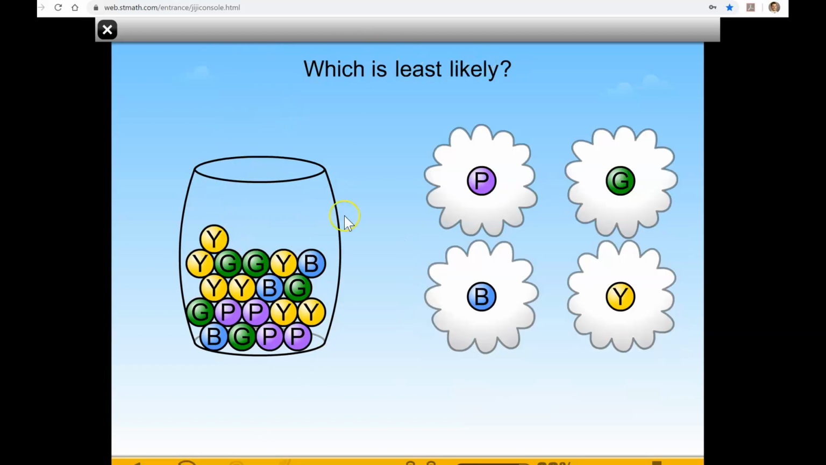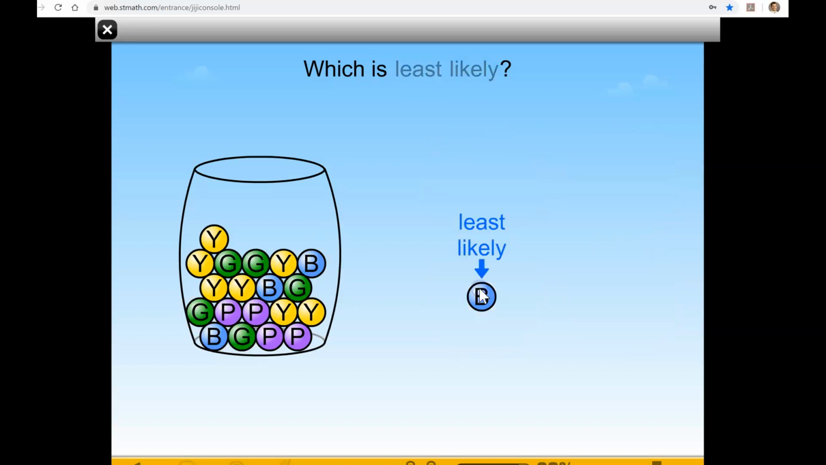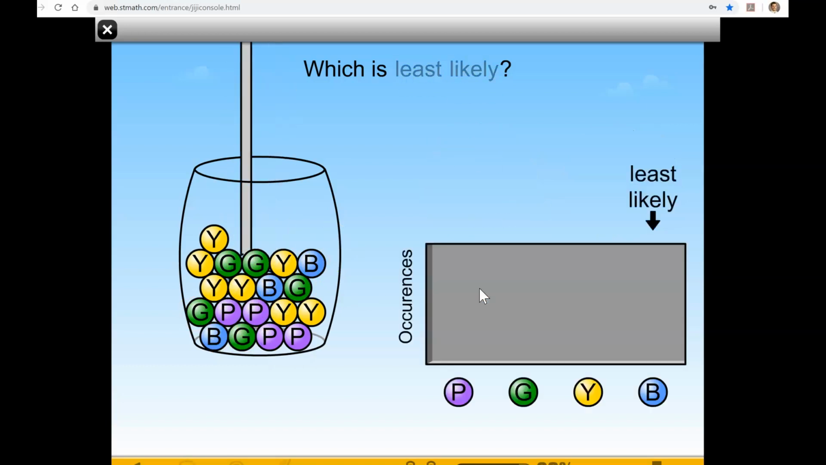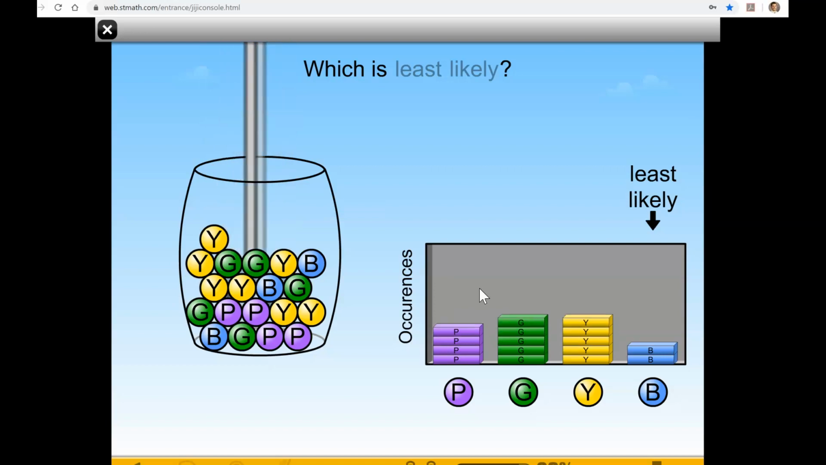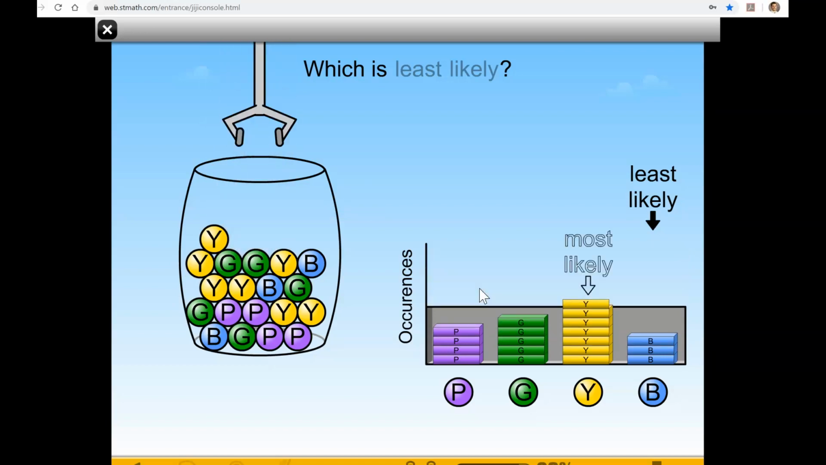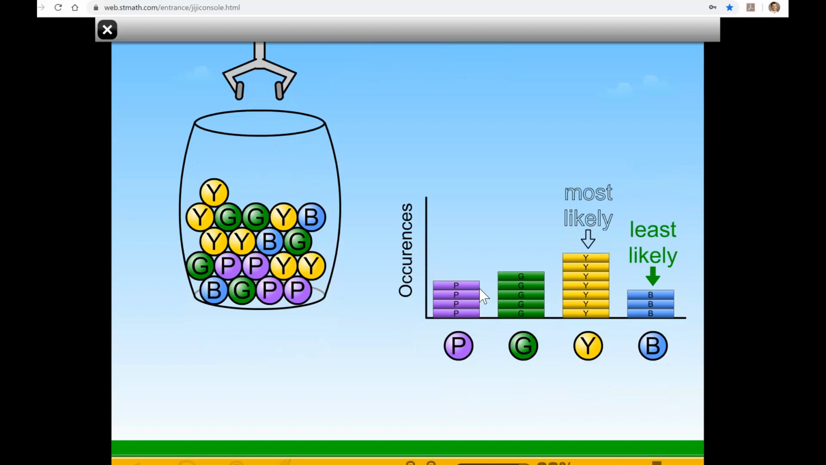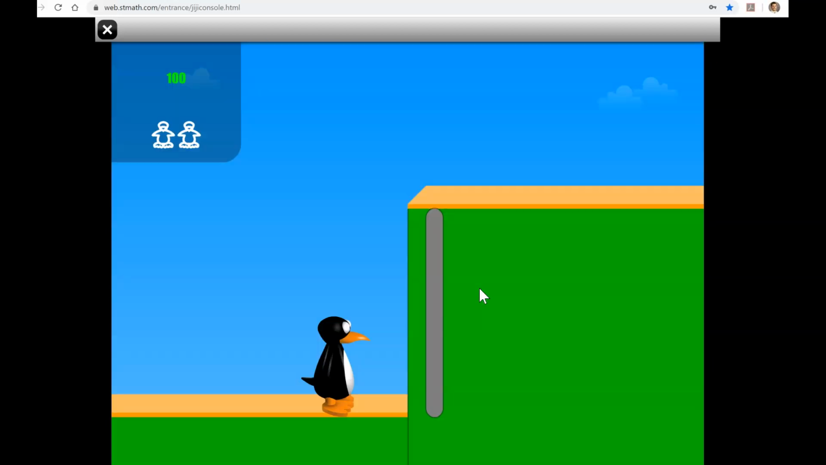And finally, which is the least likely here? You'll notice 3 blues, 4 purples, looks like 5 greens, so obviously it looks like the blues take the win on that one because they're the least likely. The most probable in that case looks like it would be the yellows, just by a small margin over the greens there. But those are the 4 levels that I would like you to complete.